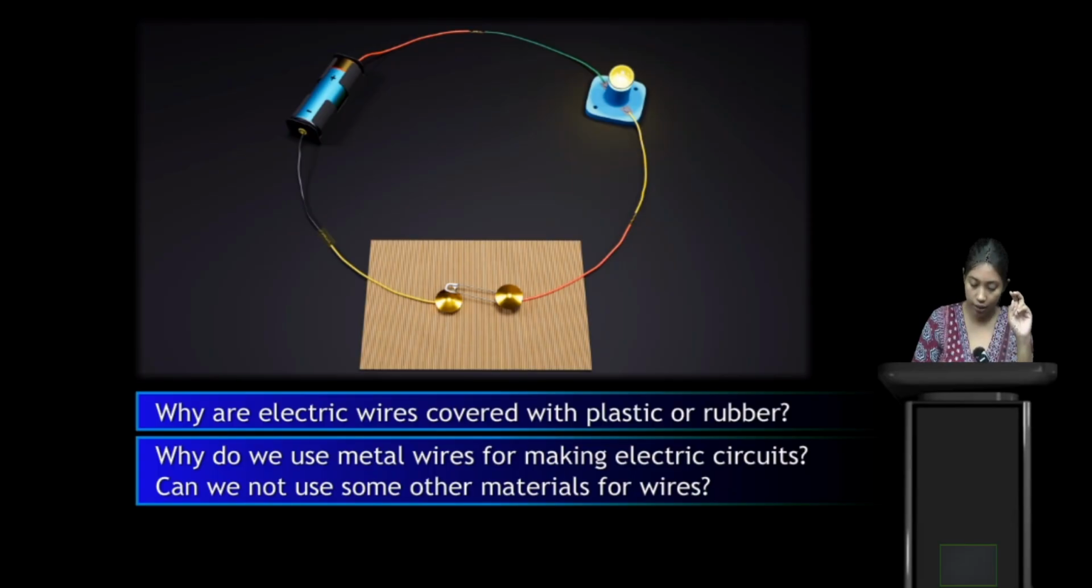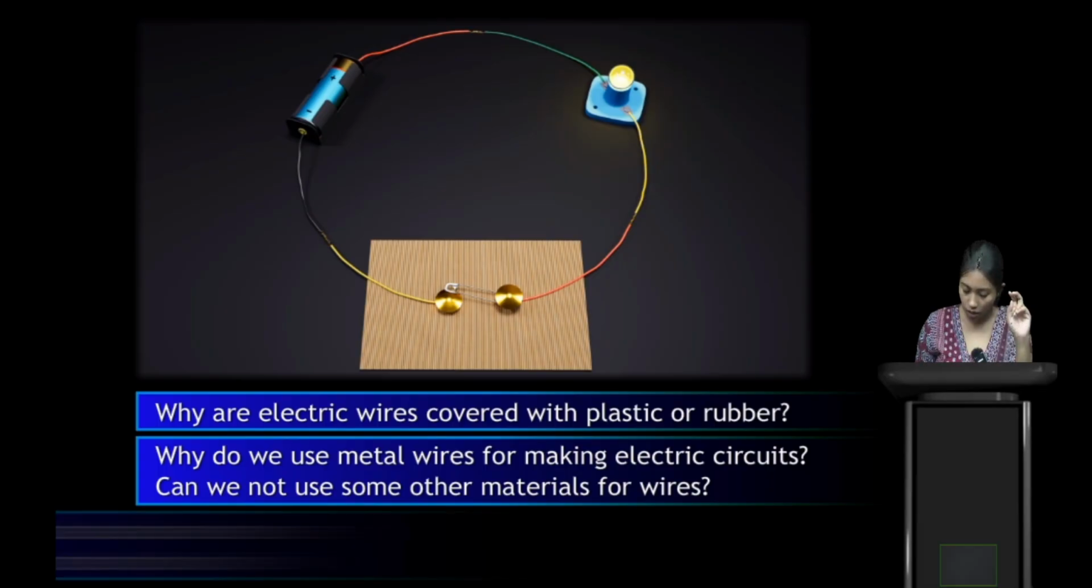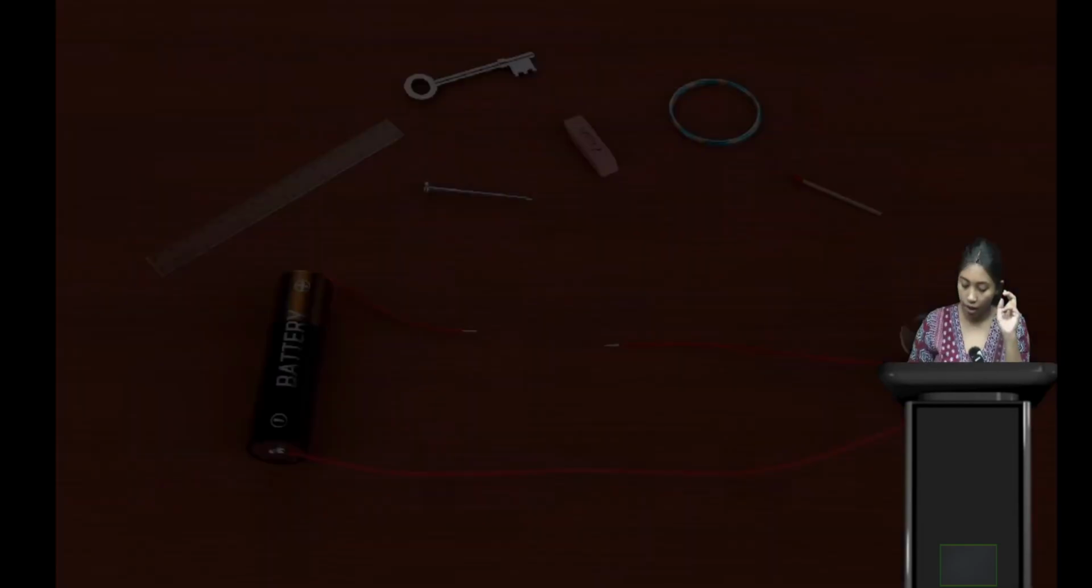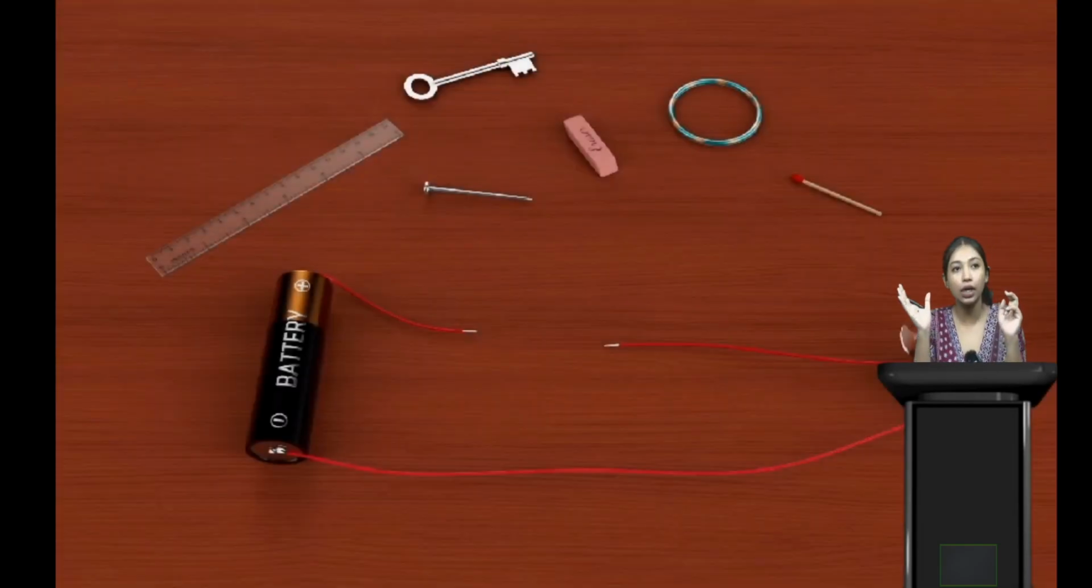And the third question is what kind of materials can be used in an electric circuit for electricity to flow? Okay, now let's see.